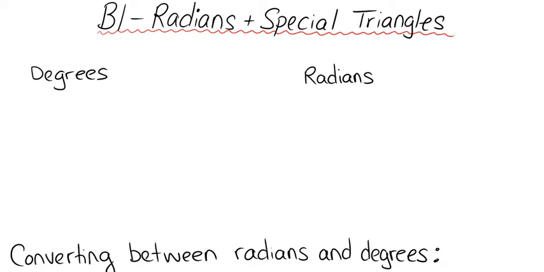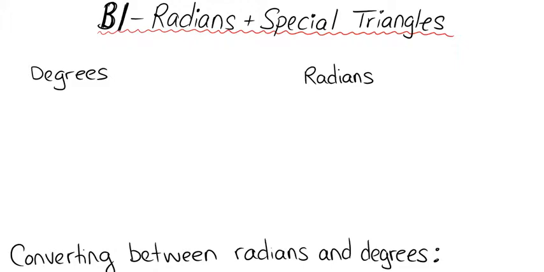Okay, just a video on what we've been doing so far in advanced functions, grade 12. So B1, this learning goal that we're on right now, is all about understanding radians as a way to measure angles, and we're going to connect it, or we're just going to recap it with our special triangles from last year.